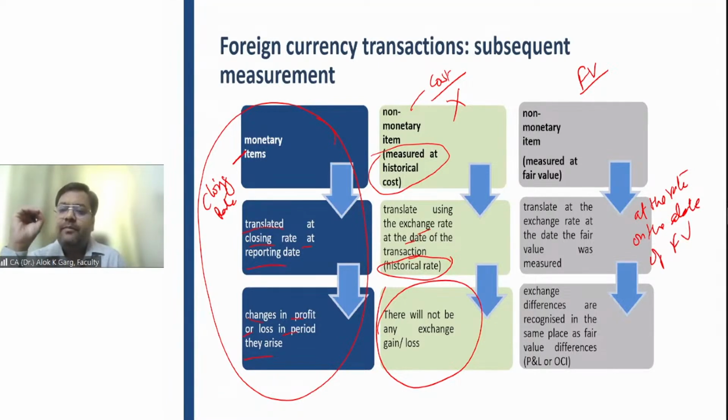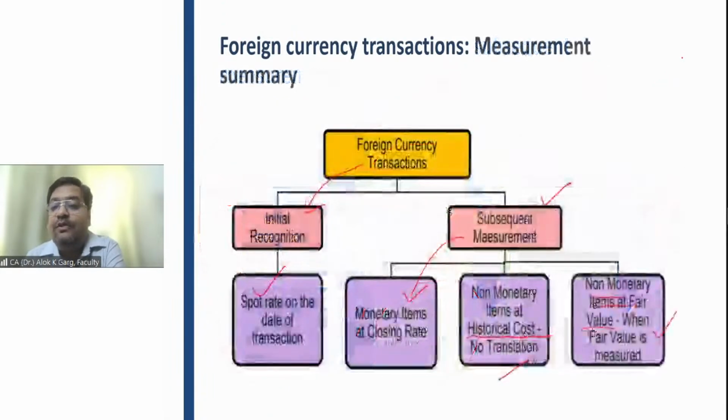Sir, in case of PPE, if we opt for the revaluation model, then my revaluation surplus will go to OCI, other comprehensive income. So where will the exchange difference go? As in a monetary item, you told that this will go into P&L, but where will the exchange difference go for this non-monetary item where I'm doing the revaluation? The standard says that the exchange difference will go to the same place where the actual fair value changes have been accounted for. So here the exchange difference will also go to other comprehensive income.